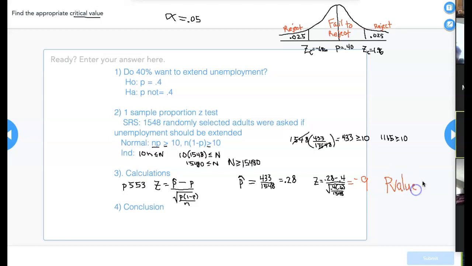P-value is going, where is it at? It's less than 0.0001 because that z-score is like way out here. It's a really small p-value. In our conclusion, I gave you some information about conclusions last week. There's more. There's a lot to conclusions. Conclusion has 3 parts.